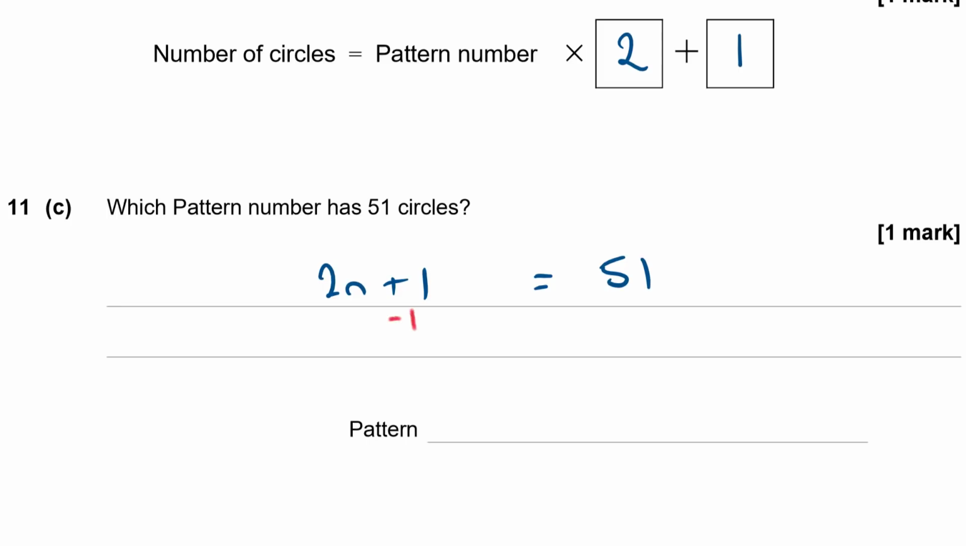Subtracting 1 from both sides is going to give me 2n is equal to 50, and then dividing both sides by 2 tells me that n is equal to 25, so it's the 25th pattern that has 51 circles.